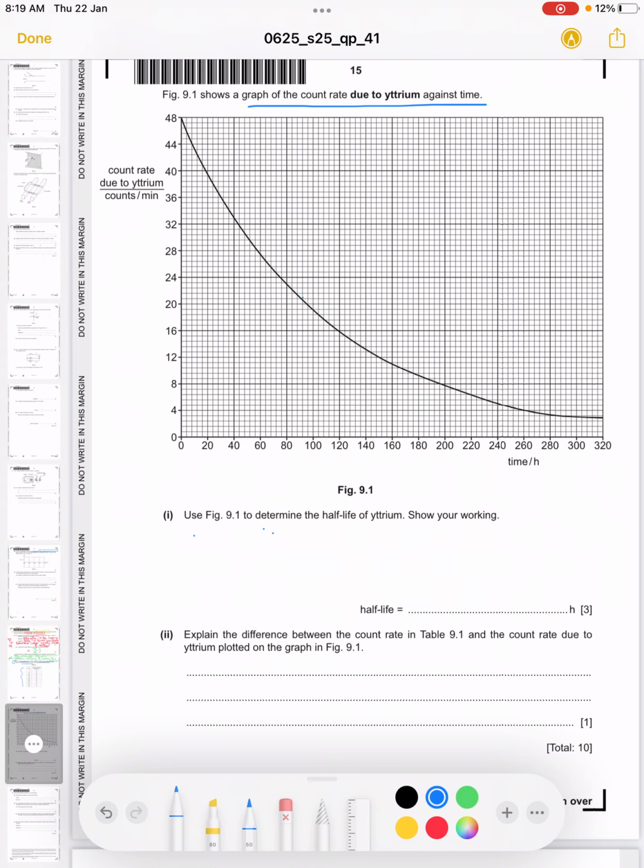So this is our graph, and we need to determine the half-life of the yttrium. Show your working. Okay, what we need to find out? We need to find out the half-life. Are you guys familiar with the half-life? Half-life is basically the time when the count rate is half, or time at half count rate.